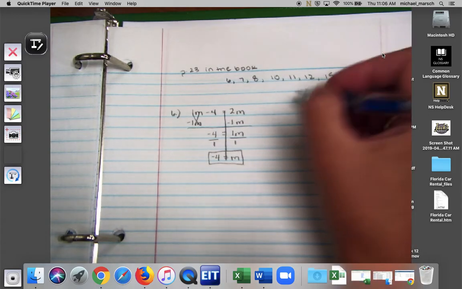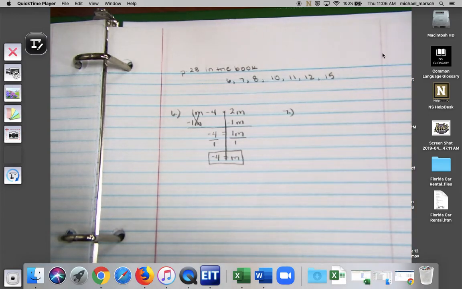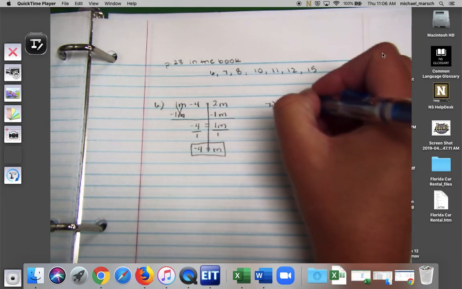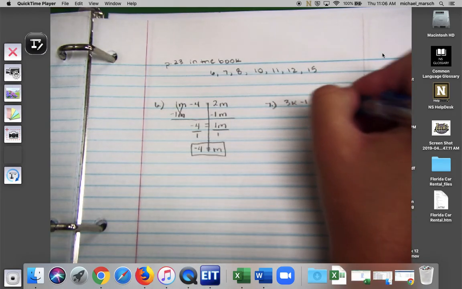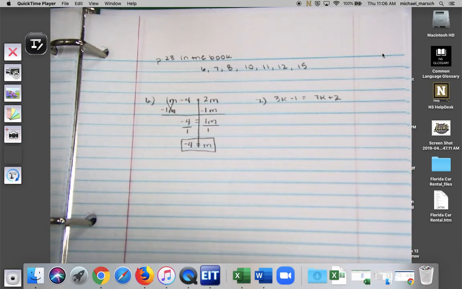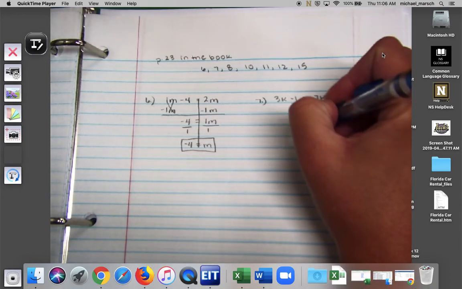Let's do number 7 together. What is the equation for number 7? Alex, thank you. 3k minus 1 equals 7k plus 2. Great. 3k minus 1 equals 7k plus 2. Make sure you have that on your paper. And then we're going to draw our wall of equality.